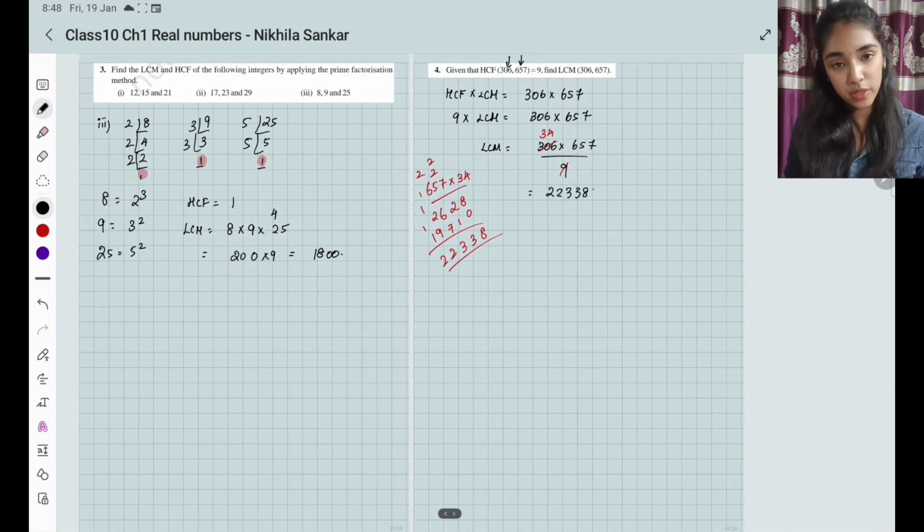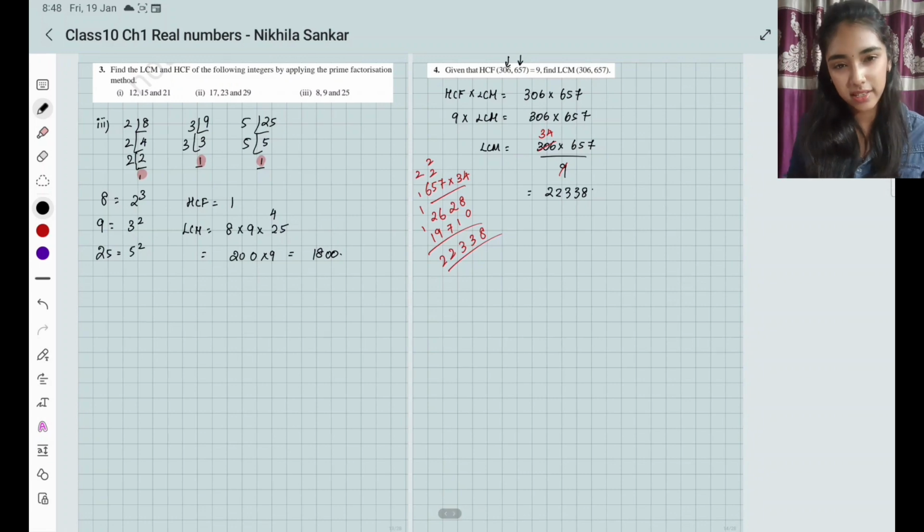Okay, in the formula use panni questions kepaanga. So please copy. One mark question la nariya varum exam.